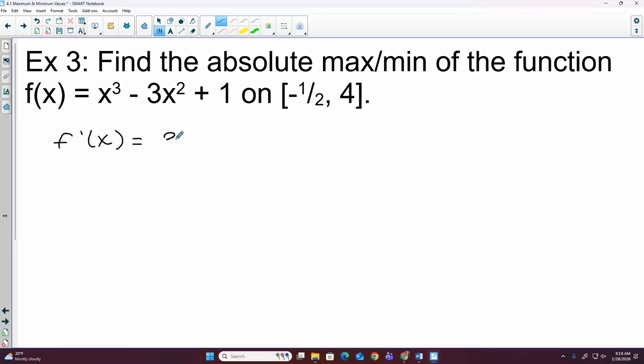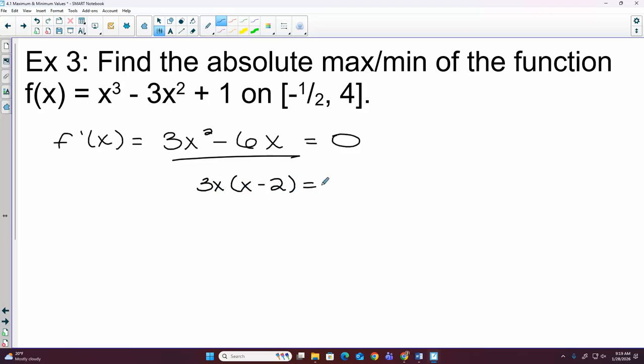So that would be 3x squared minus 6x. Derivative of 1 is 0. And I need to find out where this derivative is 0. So I might look at this and take out a 3x. So I get x to be 0 and 2. Is there anywhere this is undefined? No, there's no radicals, no negative exponents, just polynomials, so that's fine. So my critical points are 0 and 4. Those, or sorry, 0 and 2.